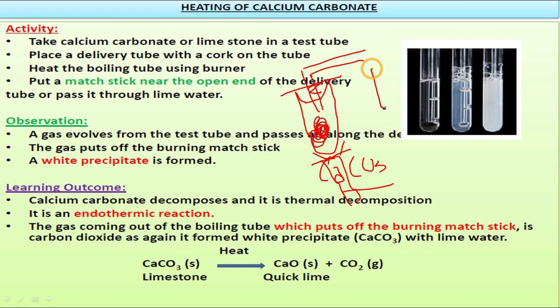A delivery tube is kept near the mouth of another test tube. As it is heated, CO2 gas is released. This CO2 gas is filled in the other test tube, in which we have already taken calcium hydroxide solution. As the CO2 gas comes in contact with the calcium hydroxide solution, it turns milky due to the formation of calcium carbonate.